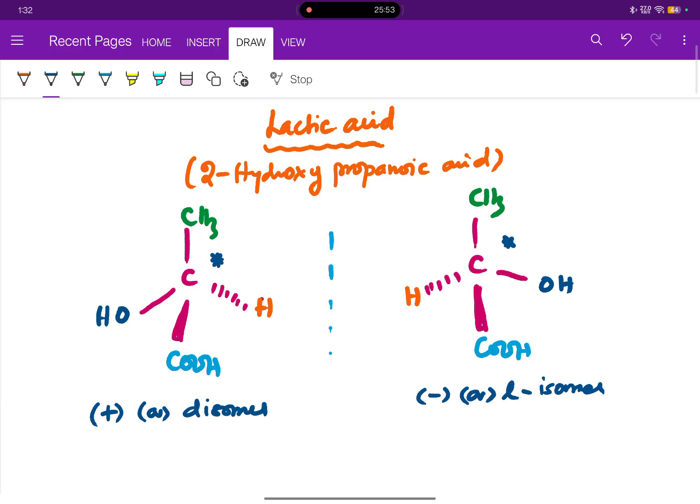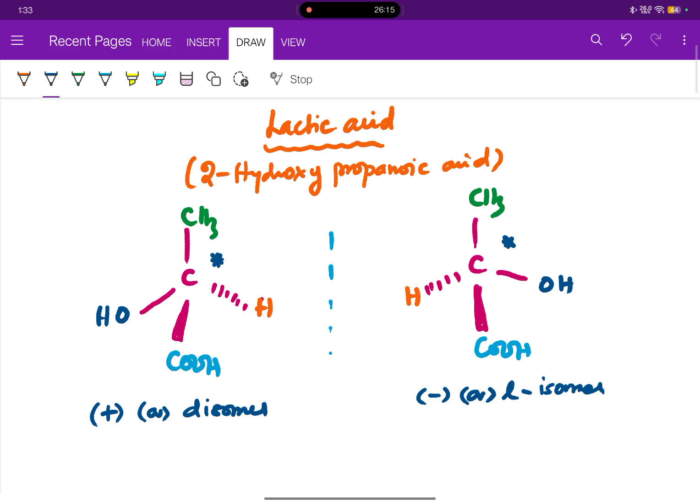Nothing like that. If you are left-hander, if you are right-hander, I am putting it like this. If you are left-hander, put plus on the right-hand side. No problem. Nobody is going to question you. But the concept is, the non-superimposable mirror image will have the opposite optical isomerism. That's all. So anything can be positive or negative.